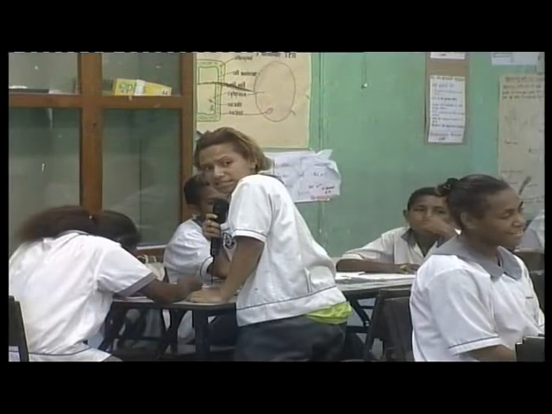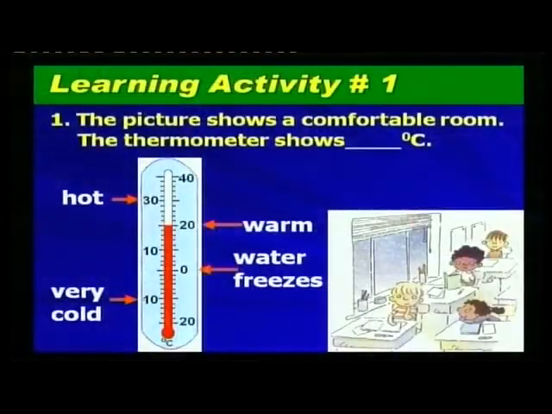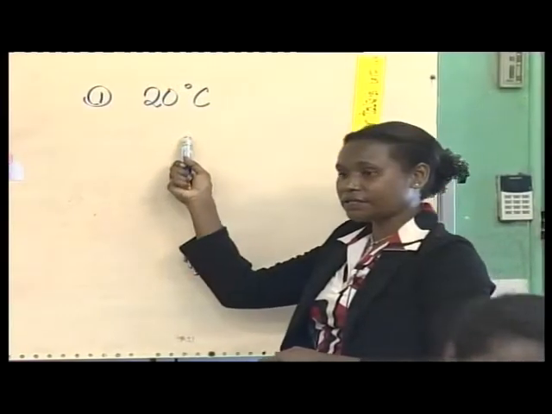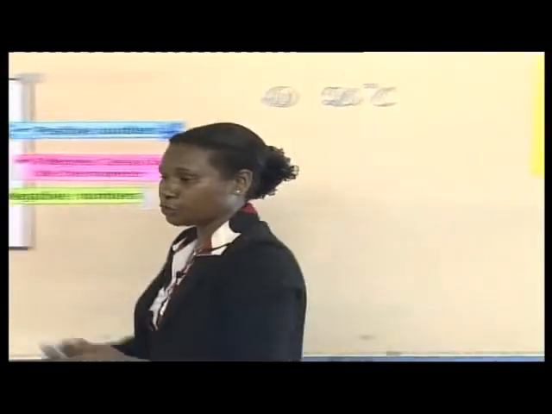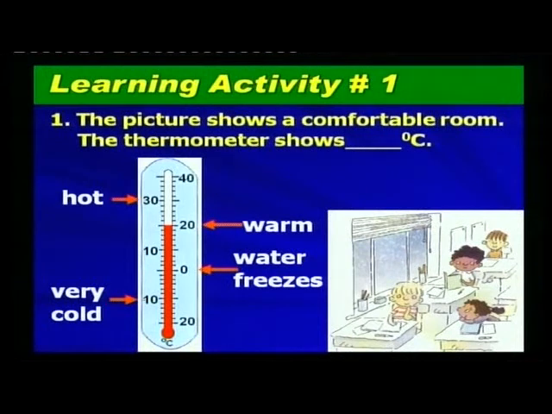20 degrees Celsius. Okay, very good. The temperature reading from the thermometer on the screen now is 20 degrees Celsius. So when you have a comfortable room, the temperature should be around 20 degrees, where you feel comfortable doing your work. So that is the answer to our learning activity that is on the screen.